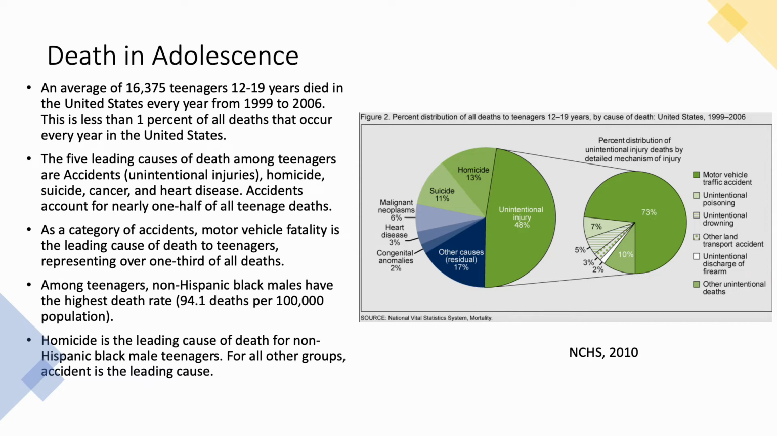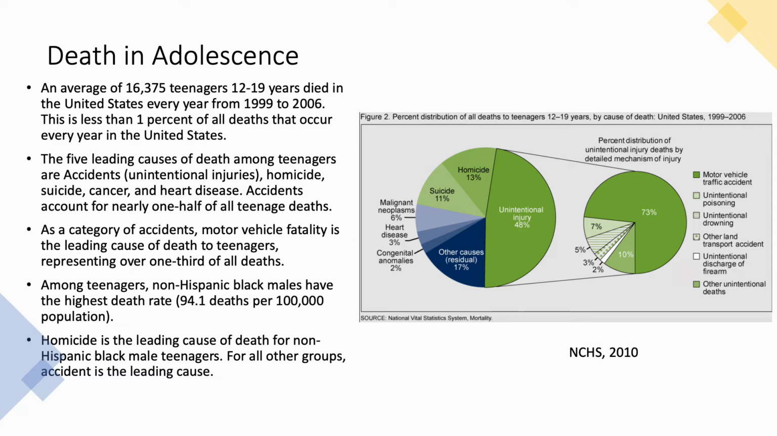The 5 leading causes of death among teenagers are accidents or unintentional injuries, homicide, suicide, cancer, and heart disease. Accidents account for nearly 1/2 of all the teenage deaths. So, as a category of those deaths, motor vehicle fatalities is the leading cause of deaths in teenagers, and it represents about 1/3 of all those deaths.